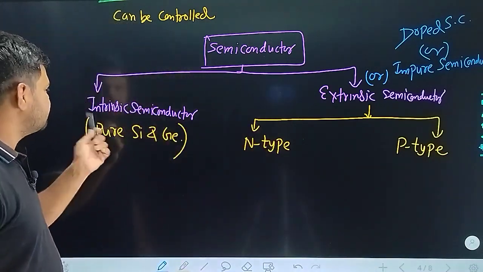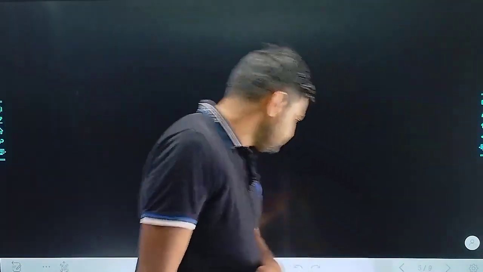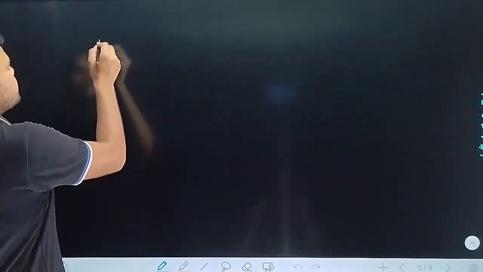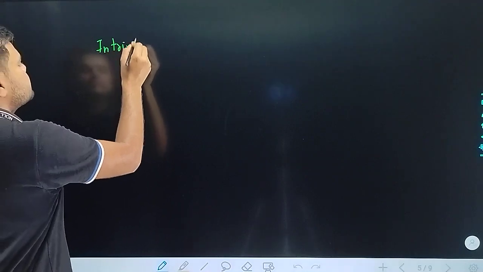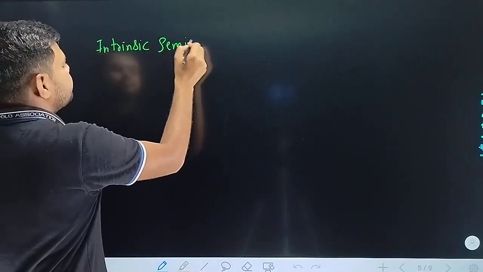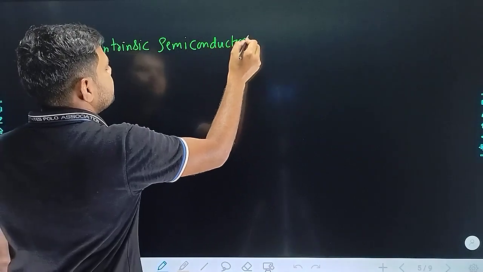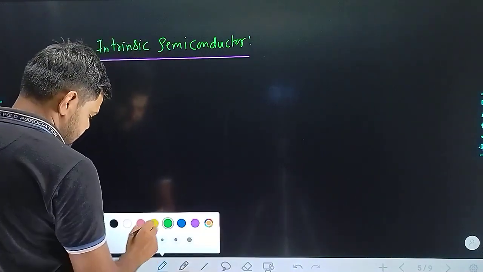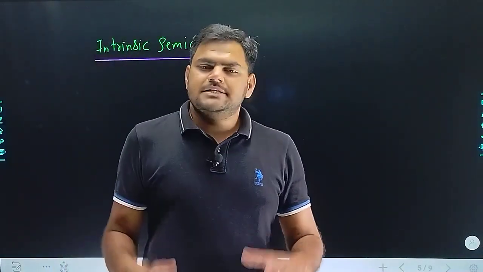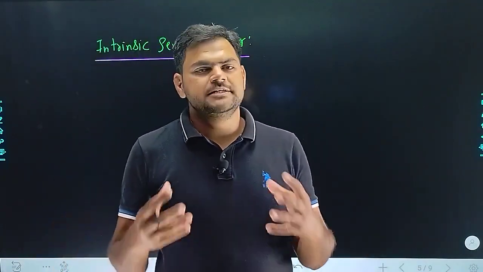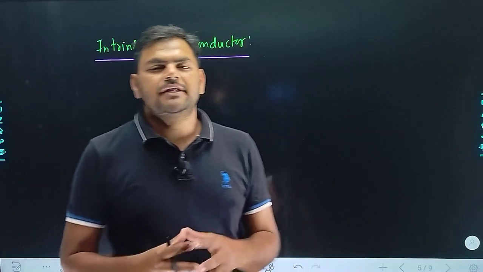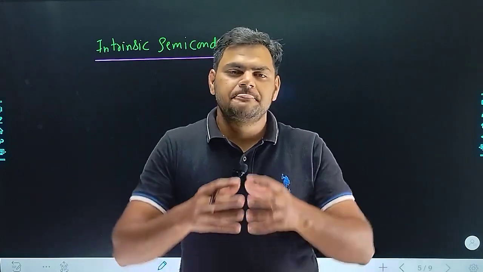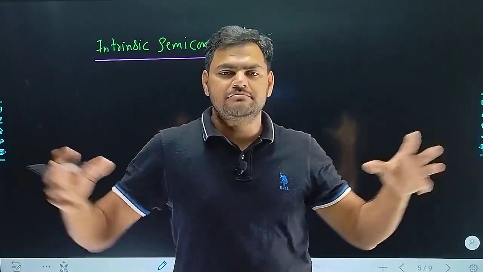So let's write intrinsic semiconductor. Make a heading here: intrinsic semiconductor. Let's understand it. As I have mentioned, pure silicon and pure germanium are the intrinsic semiconductors. Semiconductor material is tetravalent. What is the meaning of tetravalent? Tetravalent means an atom is bonded with 4 nearby atoms.